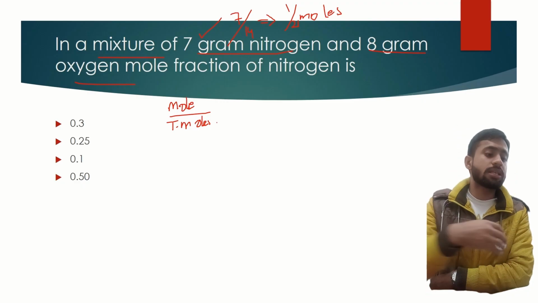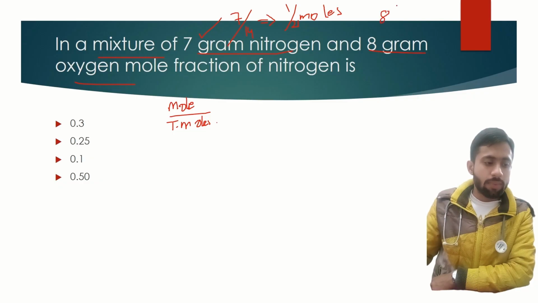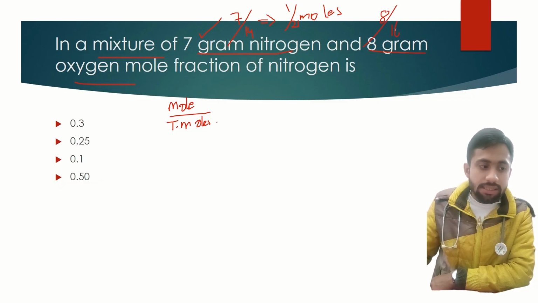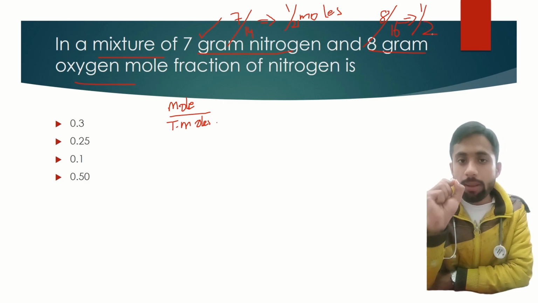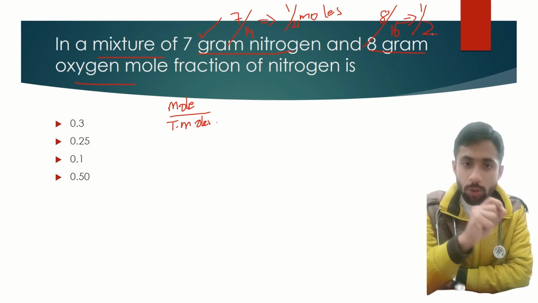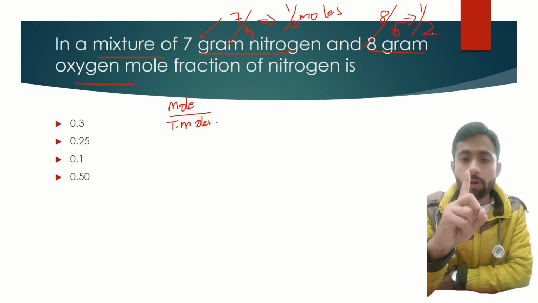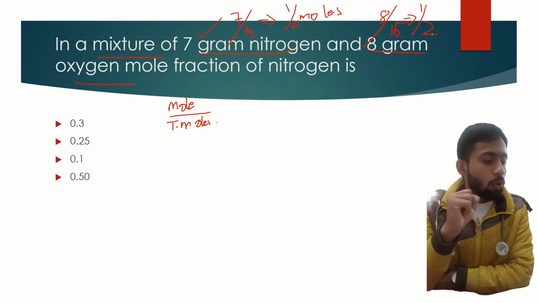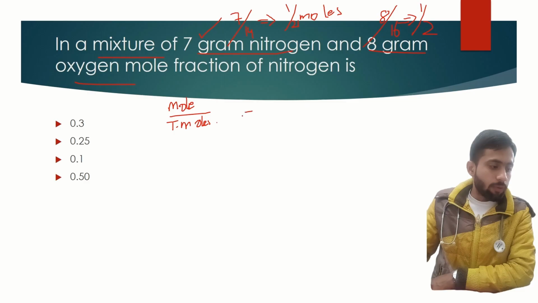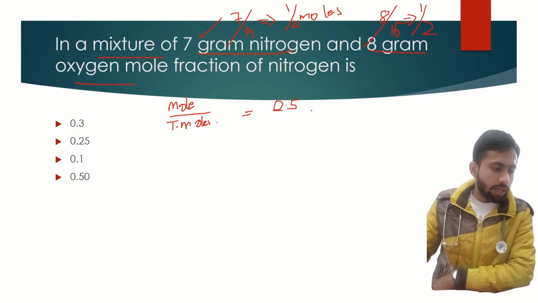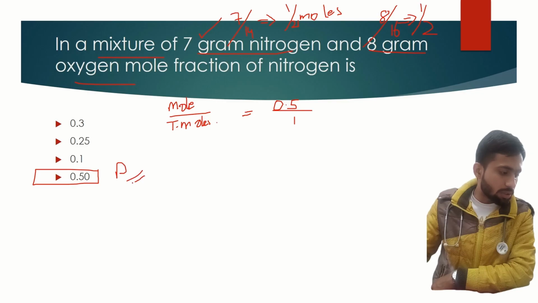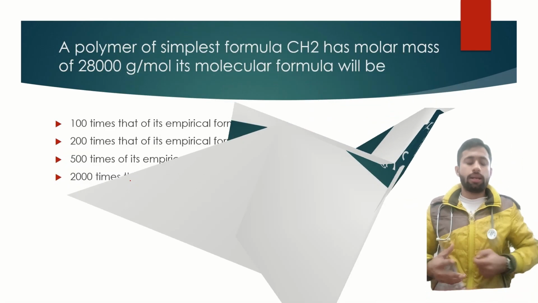And then comes 8 gram of oxygen, mass in gram 8, molar mass of oxygen 16. This also gives you 1 by 2 moles. So what are the total number of moles? 1 by 2 plus 1 by 2, 0.5 plus 0.5, net number of moles is 1. Mole fraction of nitrogen is to be found, so 0.5 divided by 1, you will get your answer as 0.50. That is delta option. Let's move on towards our next MCQ.